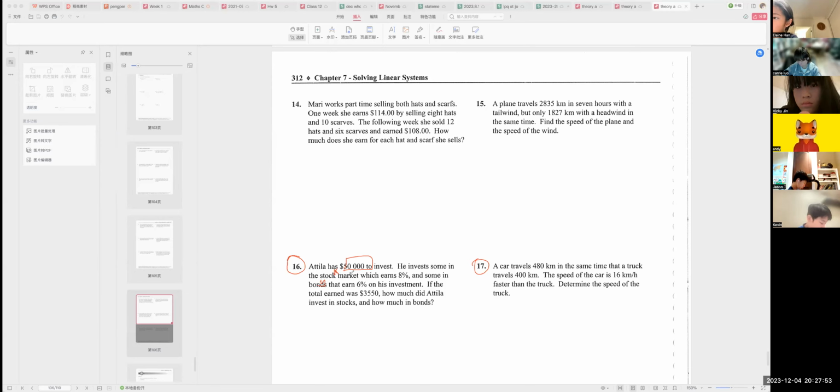Is it like 8% of X plus 6% of Y equals 3,550? 8% X plus 6% Y equals 3,550. Very good. So what is another one?